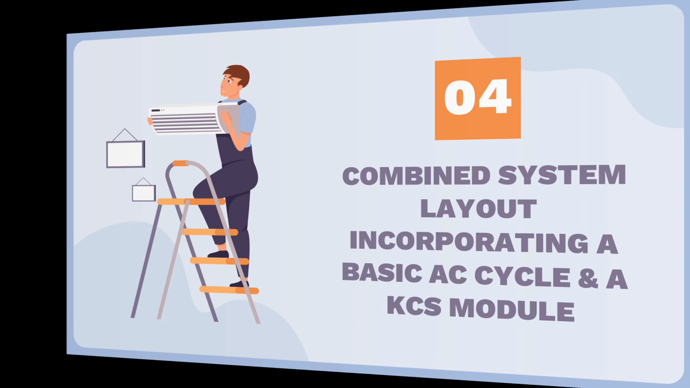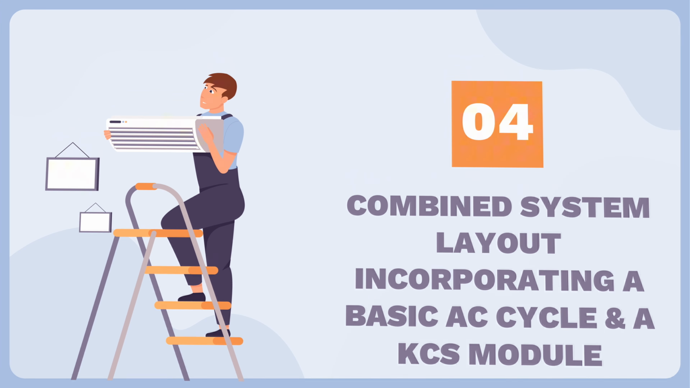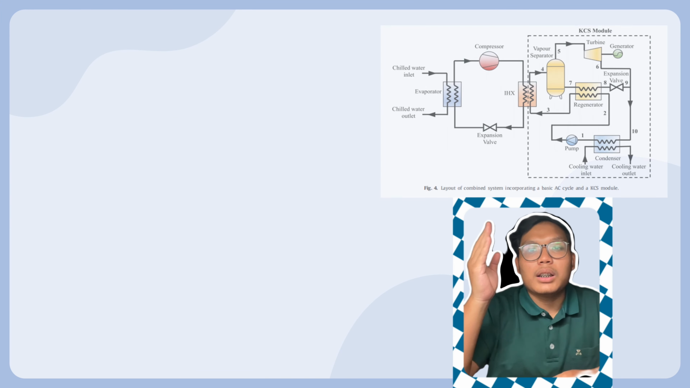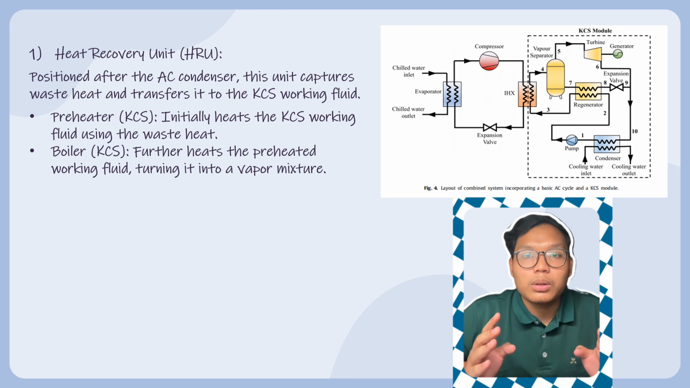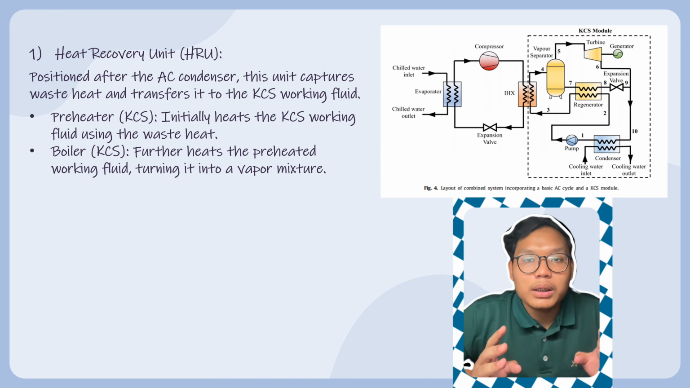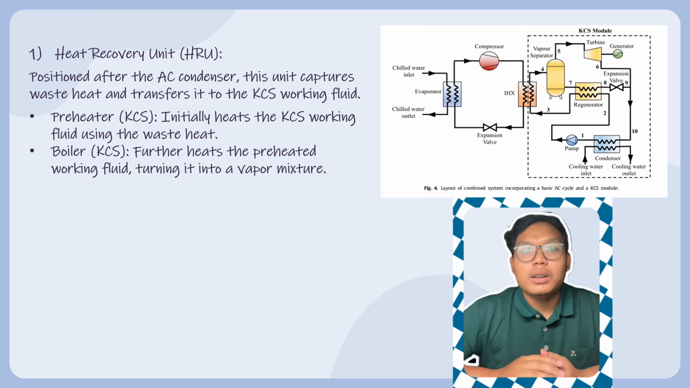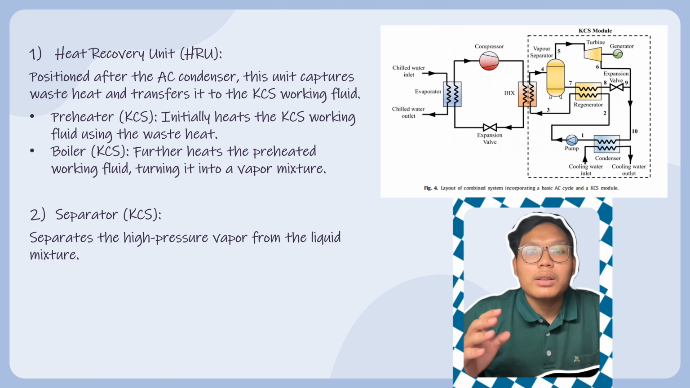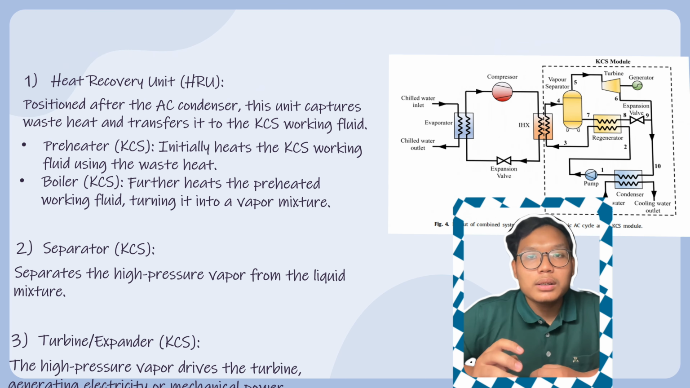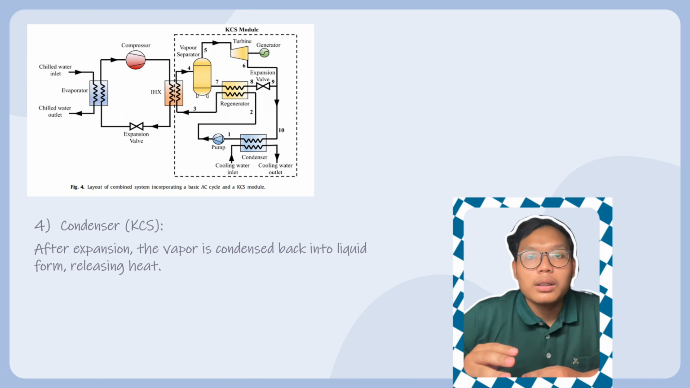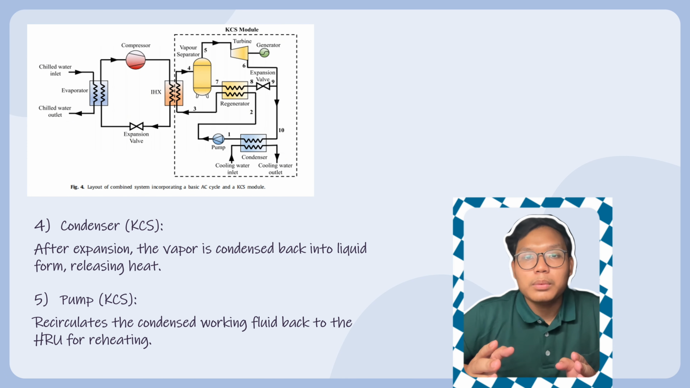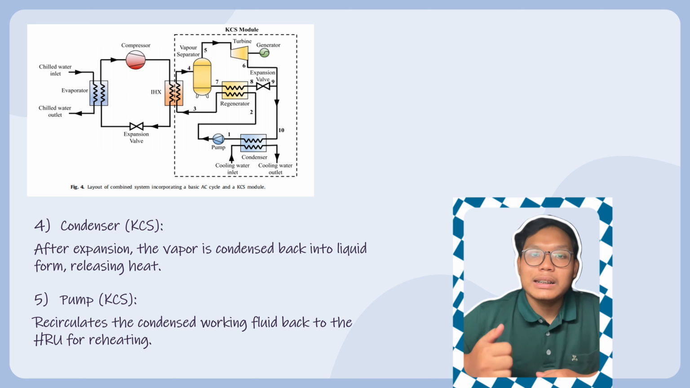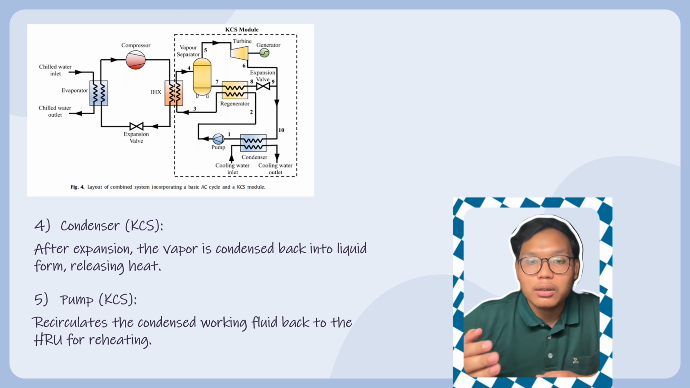So here we can see the fourth schematic diagram. Here we combine with KCS module. Again, waste heat is captured and used to heat the KCS working fluid in a preheater and boiler. The vapor mixture is separated and drives a turbine for power. Like the others, vapor is condensed back into liquid and a pump will recirculate it. This combined system integrates waste heat recovery with power generation, offering efficiency improvement alongside air conditioning.